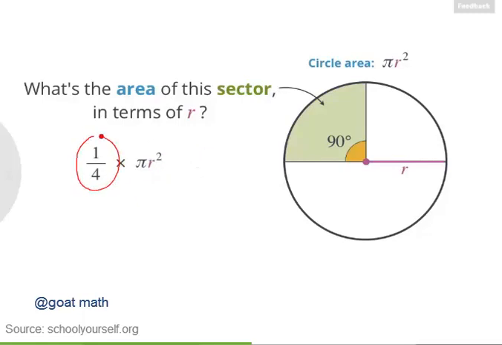But again, where did this fraction come from? Well, this sector represents 1/4 of the circle's area, just as this 90-degree angle is 1/4 of the full 360 degrees in a circle. So the area of this sector is 90 over 360 times pi r squared. So do you see a pattern for finding the area of a sector?